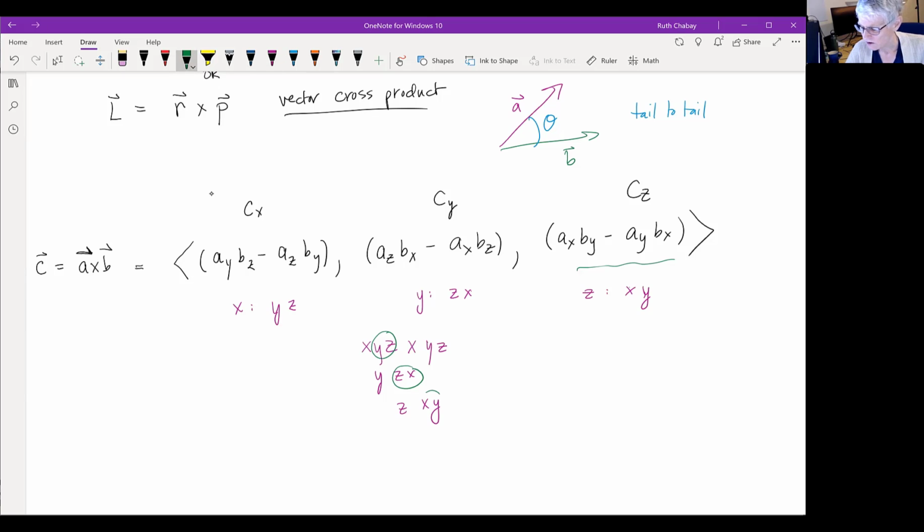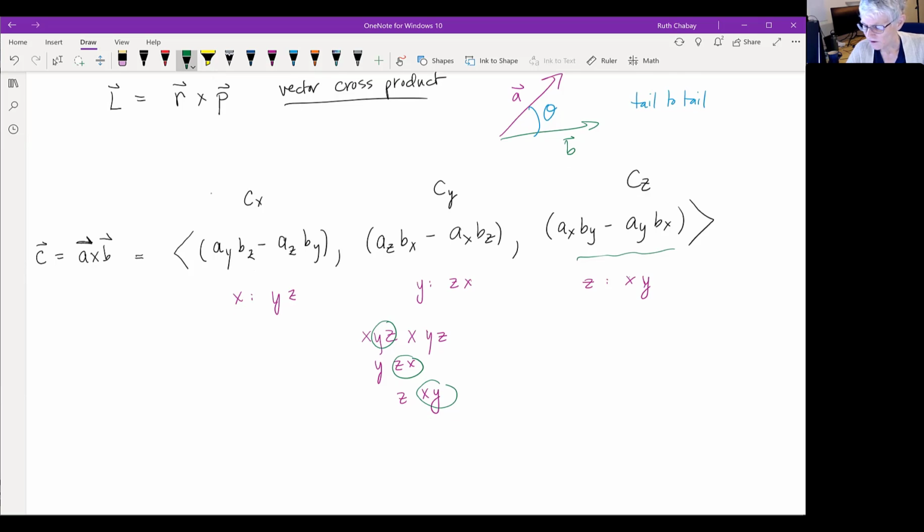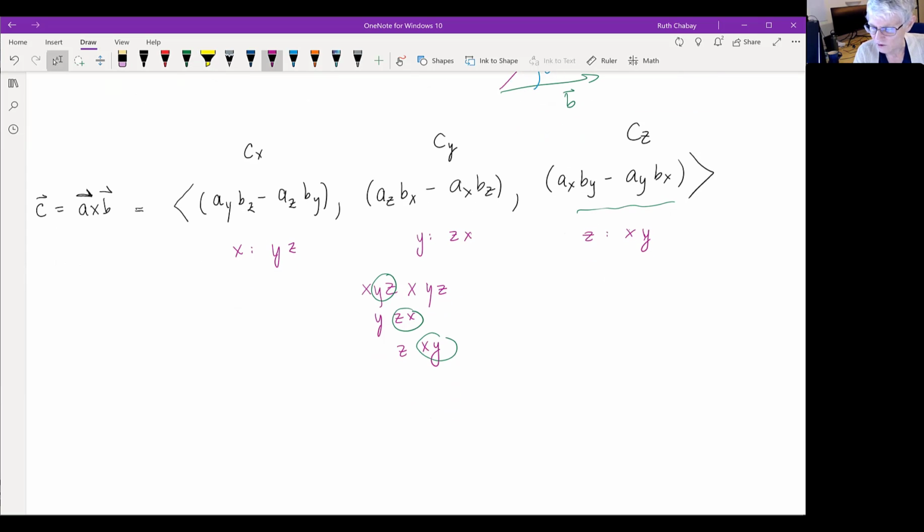Yeah, so VPython is your friend, because VPython will do it for you, of course. And so in VPython, we just have C equals cross(A, B), but that's what it's doing. Okay, so this is what it's doing.